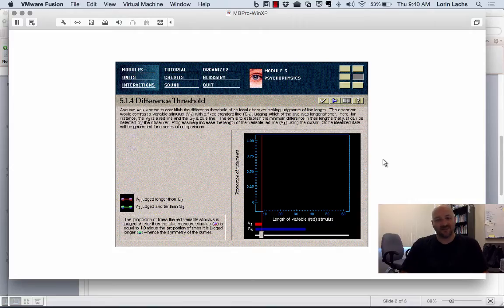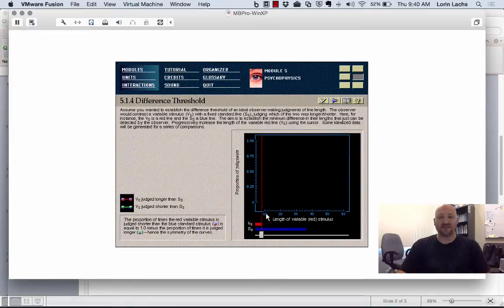So here's an example of how you might measure the difference threshold. Let's say you were interested in the ability to detect the difference between the length of two lines. So here we have a red line and a blue line, and we're going to present different length red lines. We're going to keep the blue line constant. And every time we present a new red line, we're going to ask the subject, is the red line longer than the blue line?